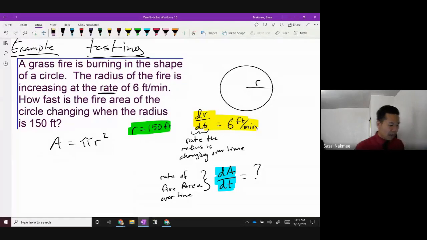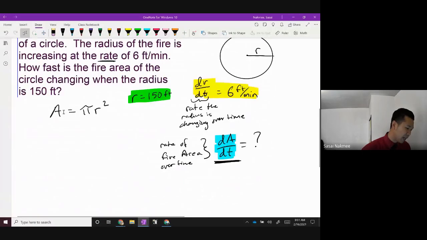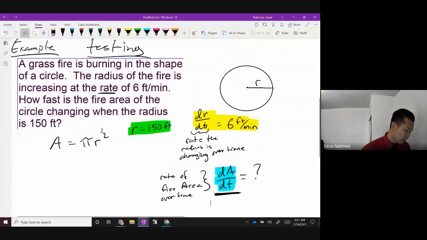I can convert that area equation into an equation with what I'm looking for, the dA/dt, thanks to the calculus that we've learned here. And that's going to be this part right here. This is what I'm trying to make you guys see. This is the equation that relates the variables whose rate of change you seek with the variables whose rate of change you know. This is my equation right here, the area equation. It's relating the area to the radius. I need to find the rate of change of the area. I have the rate of change of the radius. So this is the main equation, of area equaling pi r squared.